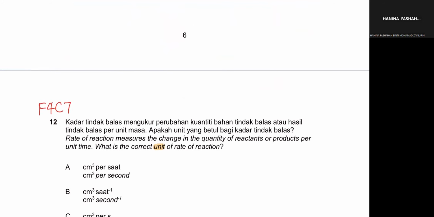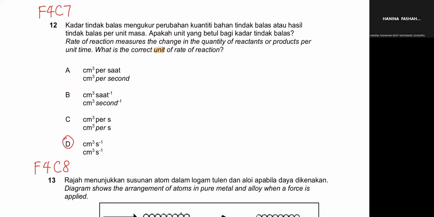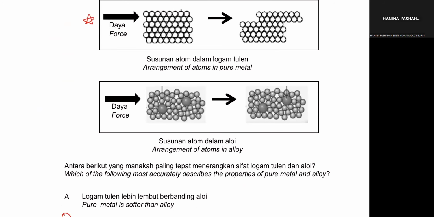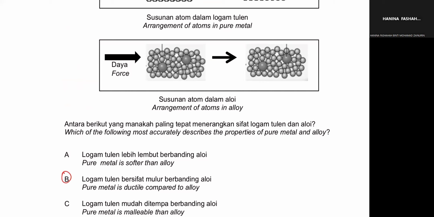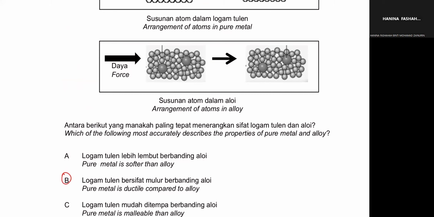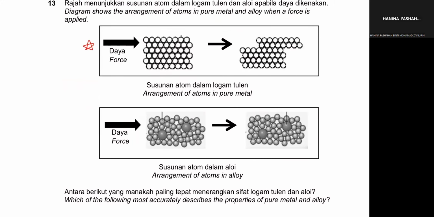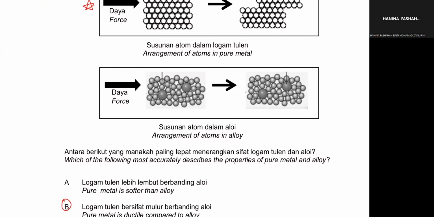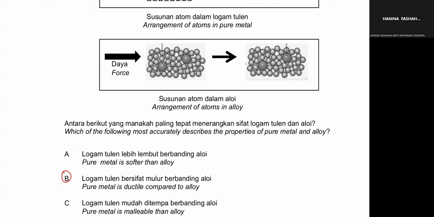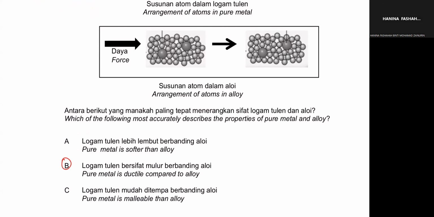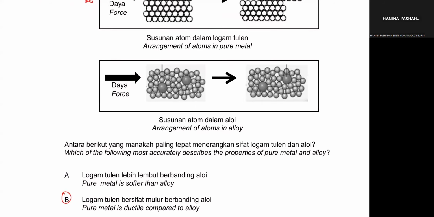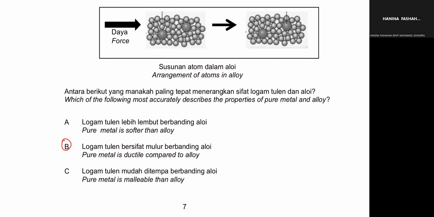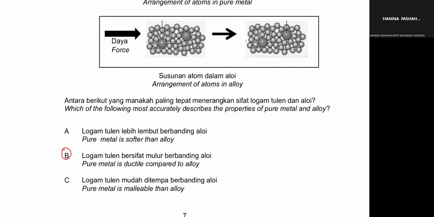Then you can go to question 12. Question 12 is D. Question 13 is B. This one is alloy one. The property of pure metal and alloy. Alloy is always stronger. Pure metal is ductile, malleable. Not malleable, sorry. Ductile and yes, malleable, and also softer.